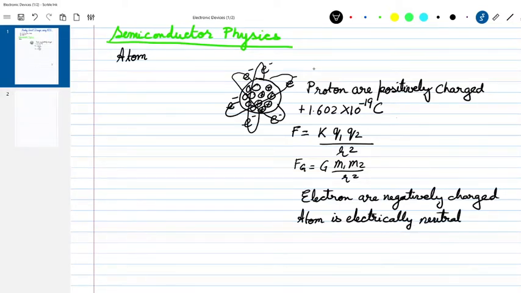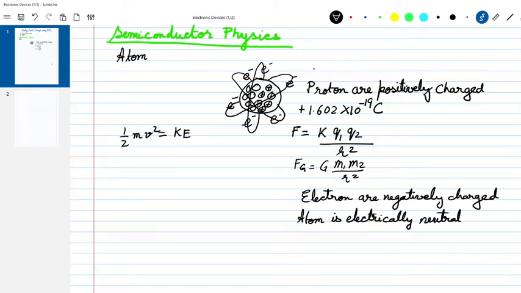Now these electrons are much lighter than these protons. If these electrons were stationary, they would just bump into the nucleus. But they are not. They are going around with a certain velocity, so they have a kinetic energy which is half of mv square, where v is the velocity of the electron.